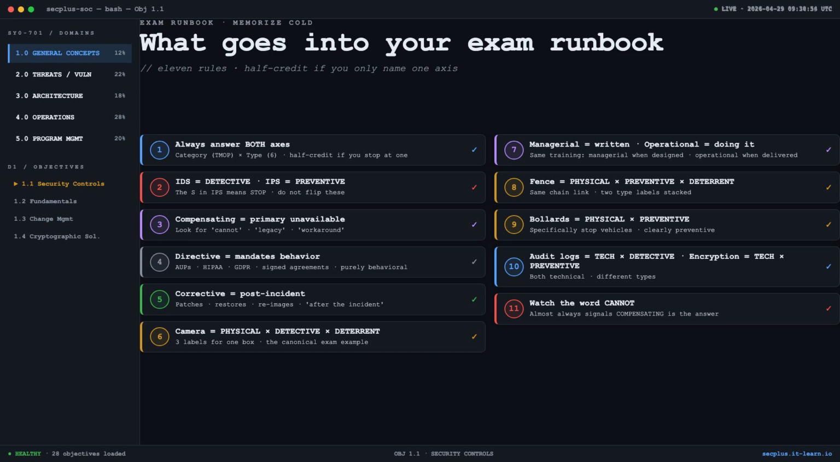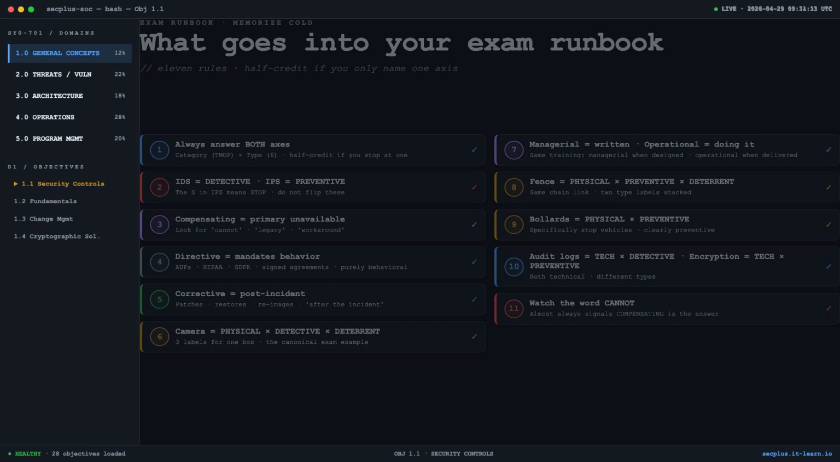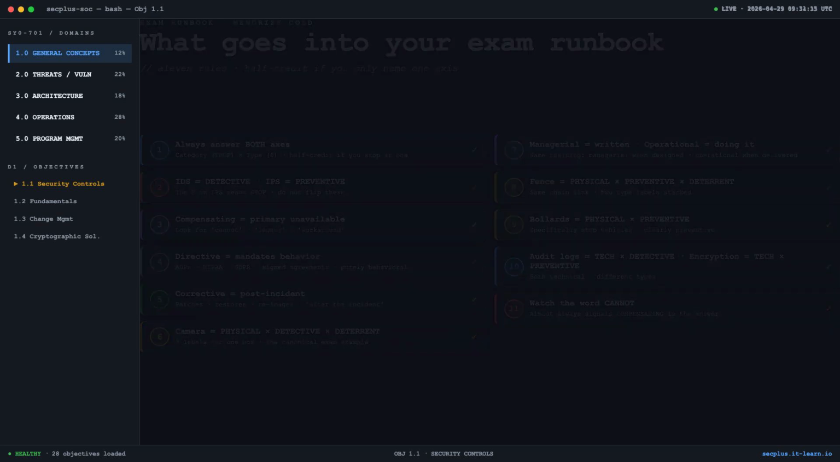10. Audit logs are technical and detective. Encryption is technical and preventive. 11. Watch for the word cannot. It almost always means compensating. 12. MFA is technical and preventive. Background checks are managerial and preventive. Badge readers are physical and preventive, sometimes technical, depending on the question framing.